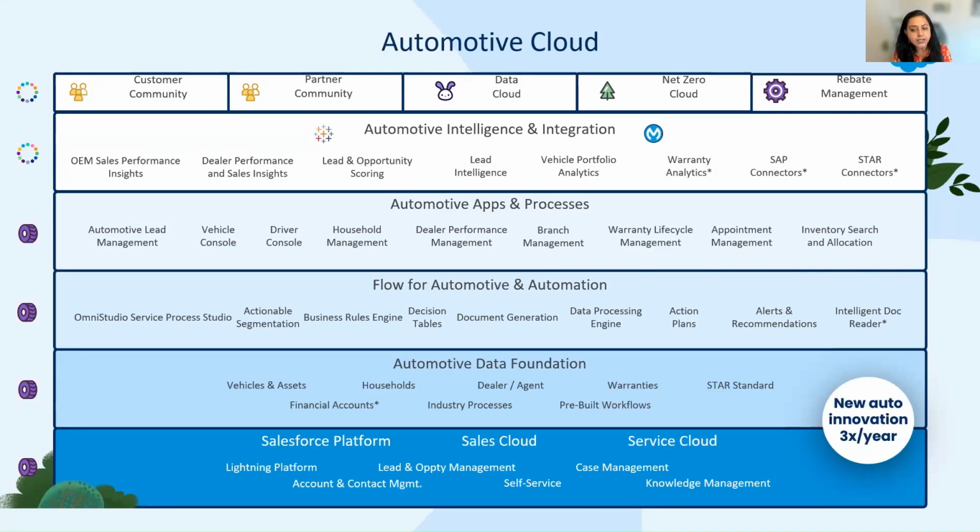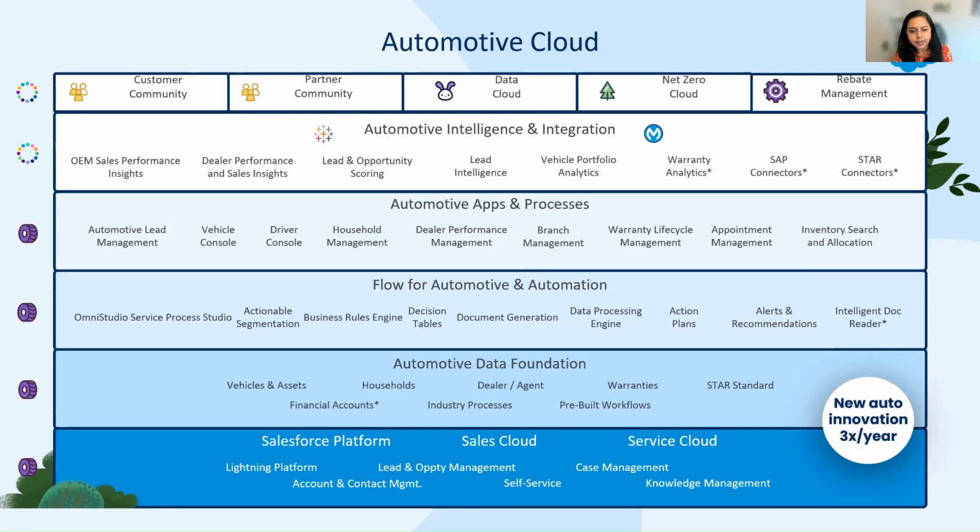The layer above that is Flow for automotive and automation. And you will see things like Business Rules Engine, the Omni Studio, Service Process Studio. These are toolkits that you can use. These are low code. In fact, some of them are no code toolkits that can help you take what's out of the box and extend it to shrink wrap it to your client's needs without a lot of complicated coding. So this is included as part of Auto Cloud.